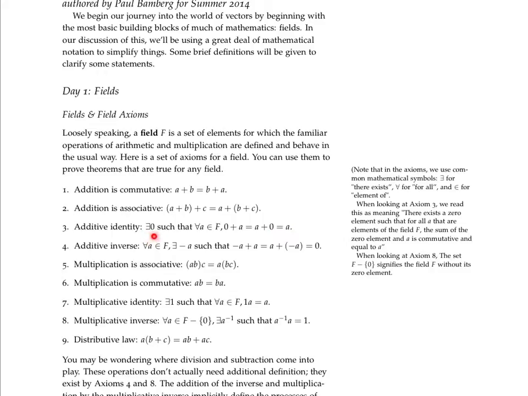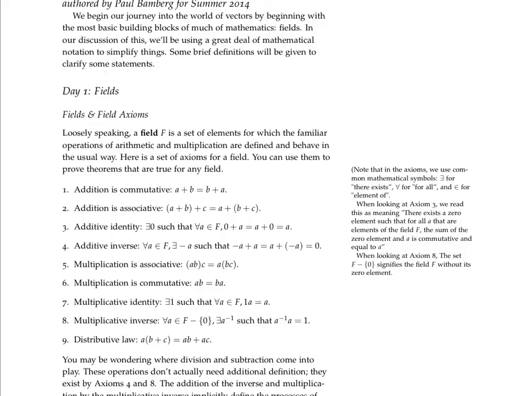there exists a zero element such that for all a that are elements of the field, so that means there exists a zero such that for any element of the field F, 0 plus a is equal to a plus 0. That's true by commutativity up here, but that 0 added on to any element of the field just gives you that element back. a plus 0 equals a. You might say that's not earth-shattering at all. That's because we are always working in fields almost all the time when we're teaching algebra or geometry or trigonometry. We're always working in fields.